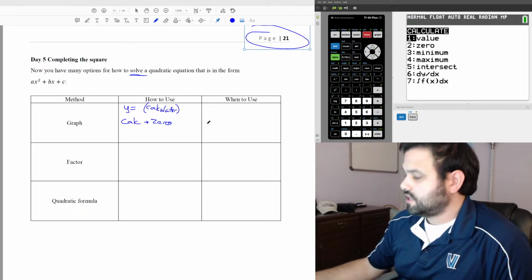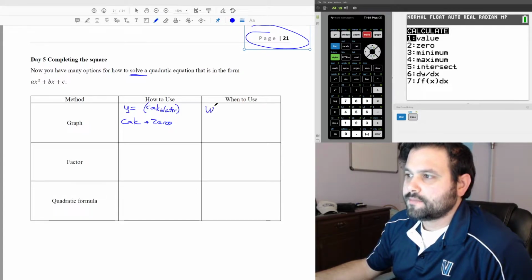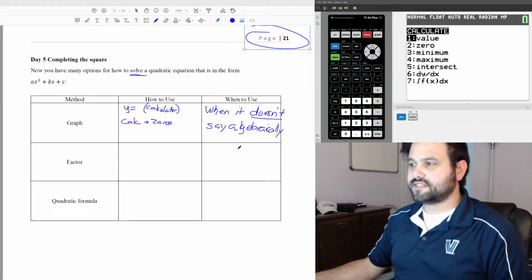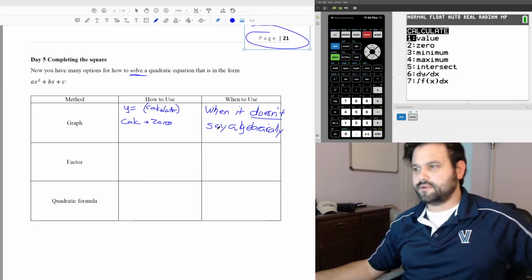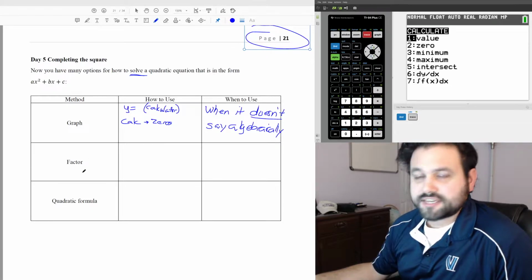When to use this: we can only use this method when it doesn't say algebraically. Oh boy, that's pretty bad. Well, that's supposed to say algebraically. I'll get better with this writing. I'm sure I will.